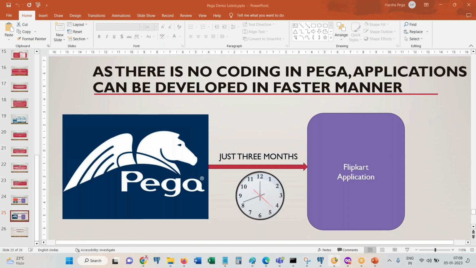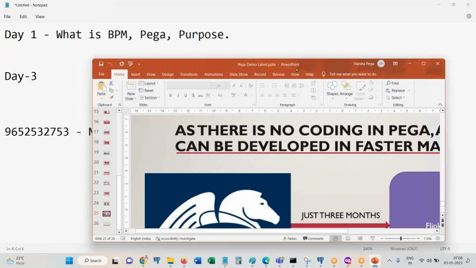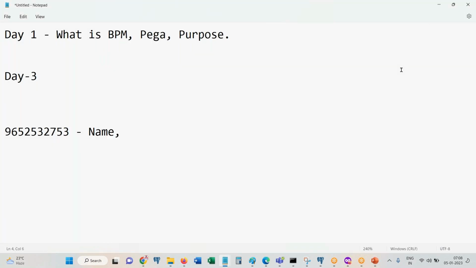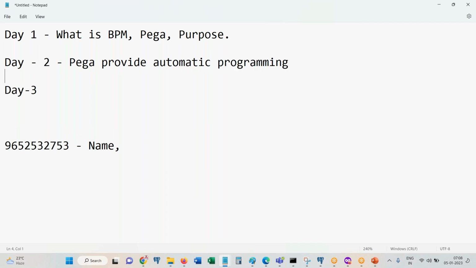These are the high-level details I have shown all of you. This is what we discussed on day 1 and day 2. We discussed PEGA applications, and that PEGA provides automatic programming, meaning you don't need to write the code. Today is the day 3 session. So what are we going to do today?